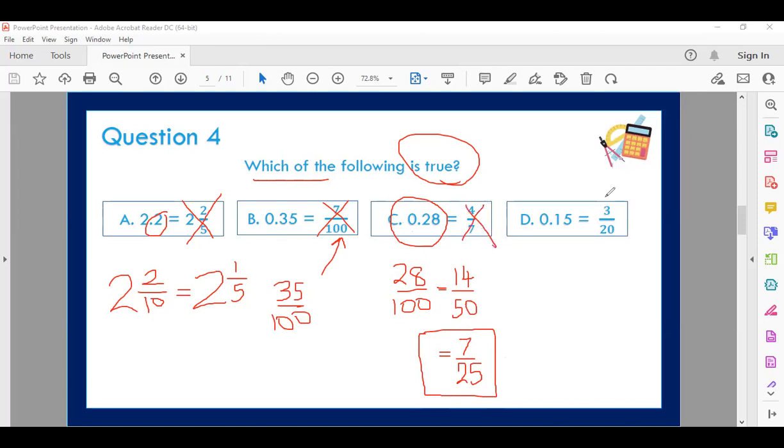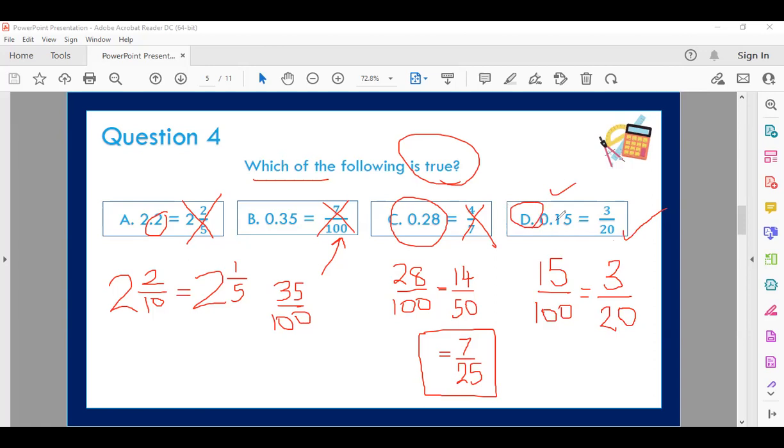So that leaves us with this one answer, but we have to also check whether it's correct or not. So 0.15, in other words, convert this to a fraction, this should be 15 over 100. Now, what we'll need to do is simplify it. I'm going to divide by 5. So 15 divided by 5, on top I'll get 3. 100 divided by 5, I'm going to get 20. So obviously we have found our answer, which is D.